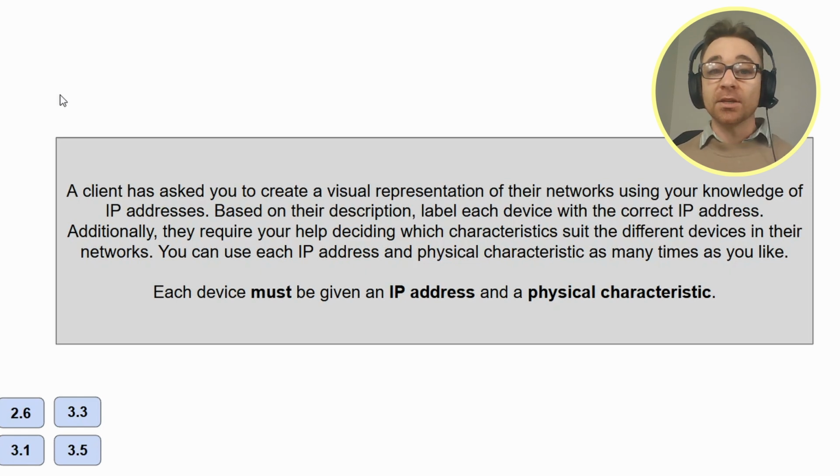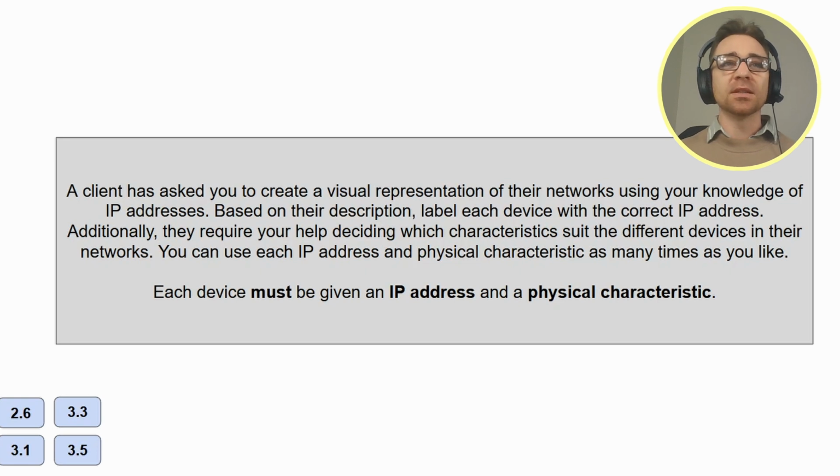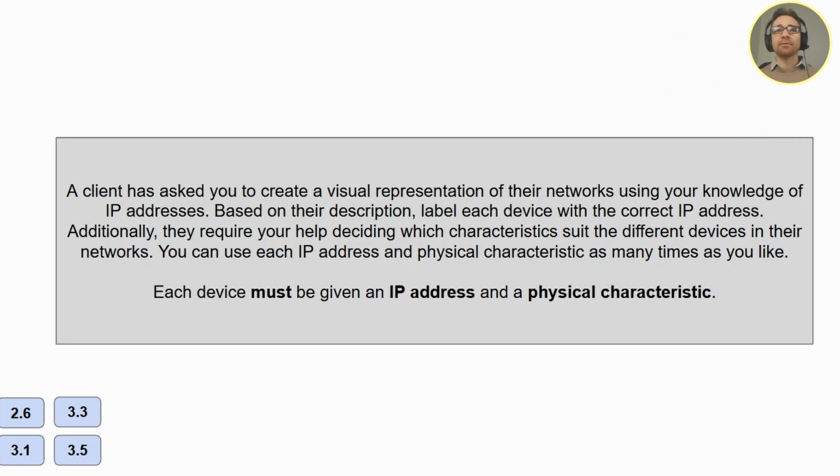Okay, let's go ahead and jump in now. So we're at our first performance-based question. The question reads, a client has asked you to create a visual representation of their networks using your knowledge of IP addresses. Based on their description, label each device with the correct IP address. Additionally, they require your help deciding which characteristics suit the different devices in their networks. You can use each IP address and physical characteristic as many times as you like. Each device must be given an IP address and a physical characteristic.